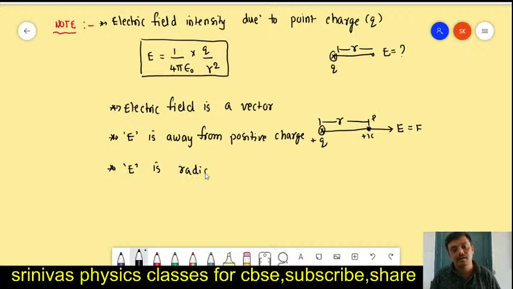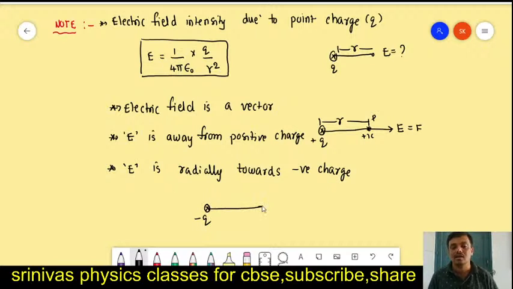And electric field is radially towards negative charge. If there is a minus q charge, for example, at a distance r, the electric field direction is towards the negative charge. The electric field is away from the positive charge and towards the negative charge. This is about the direction of electric field, electric field intensity and electric field due to a point charge.